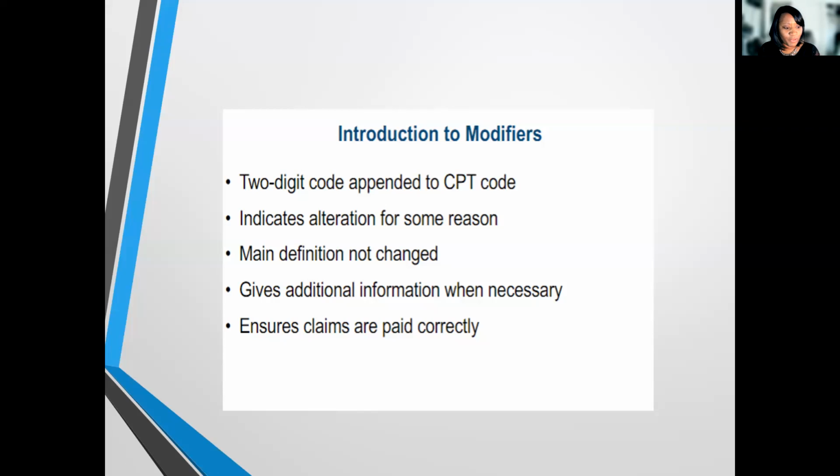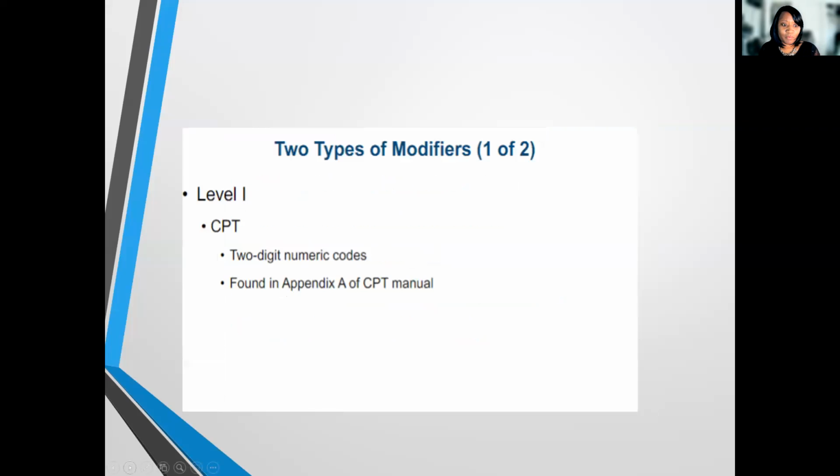So when the insurance company pulls your claim, they'll know that something is different about the claim because you have the modifier on there. Depending on what modifier you add, it's going to determine what has actually changed. There are two types of modifiers.